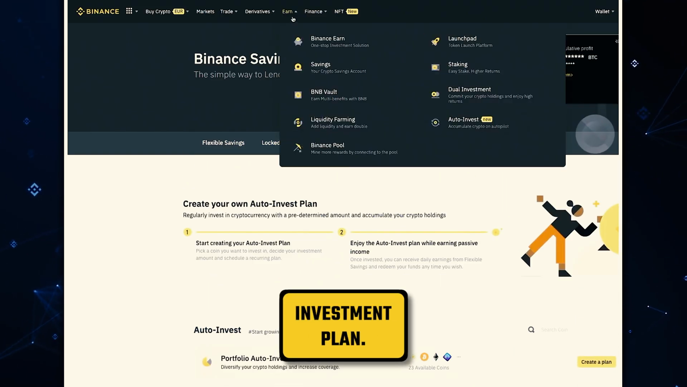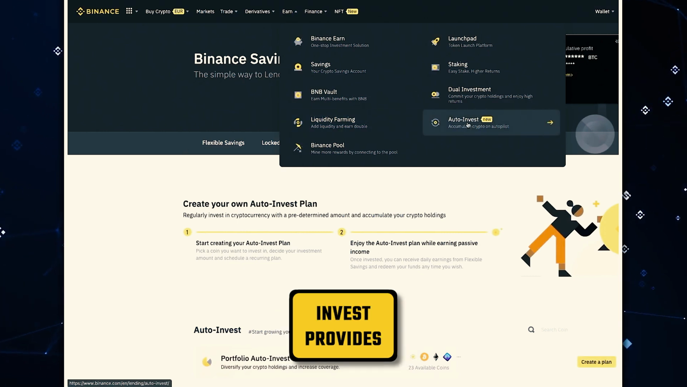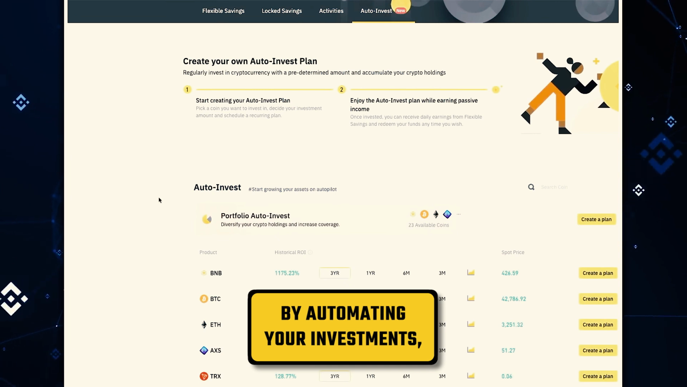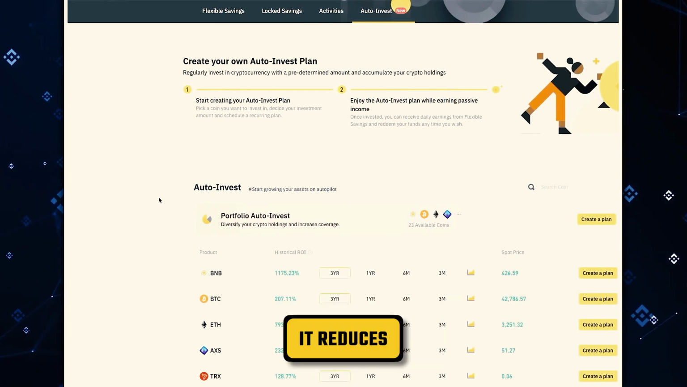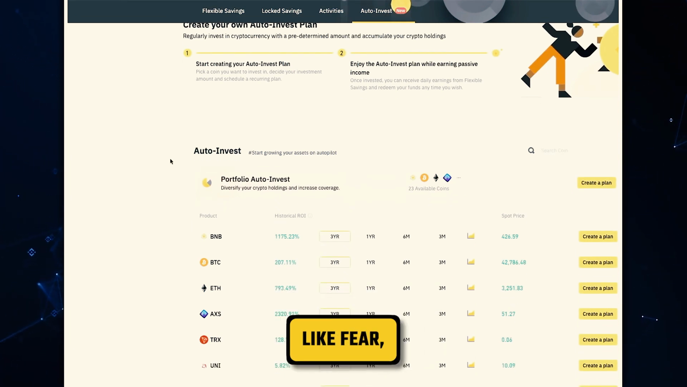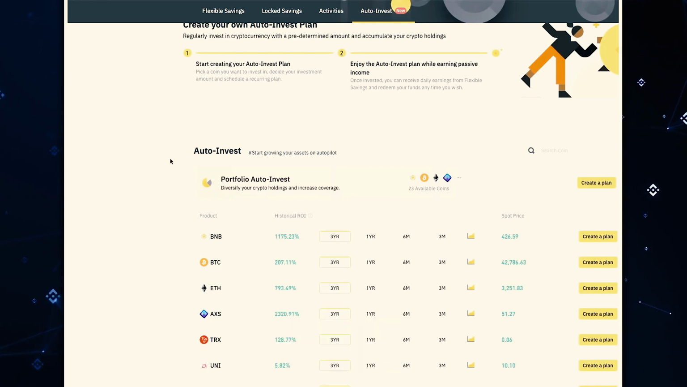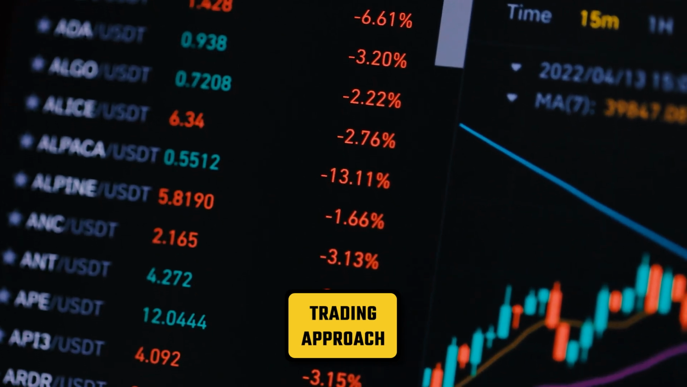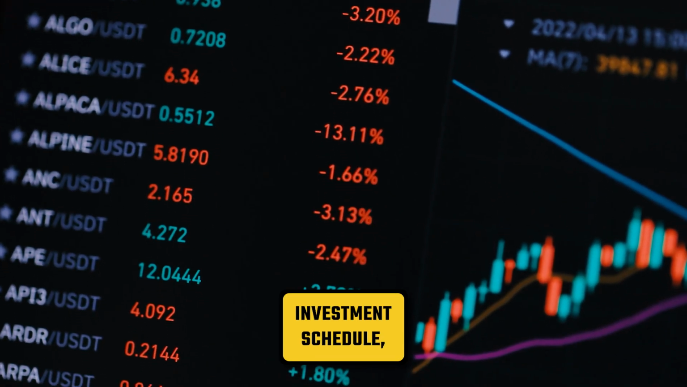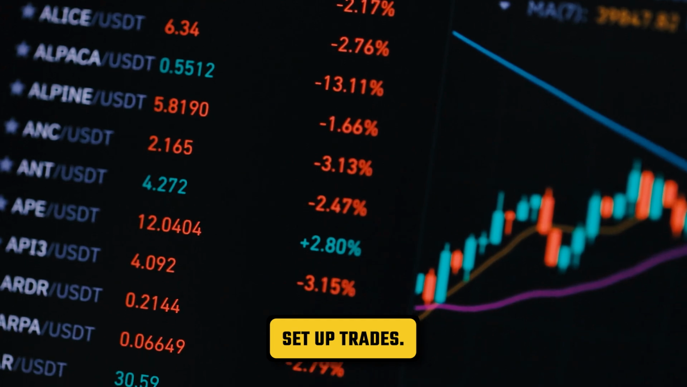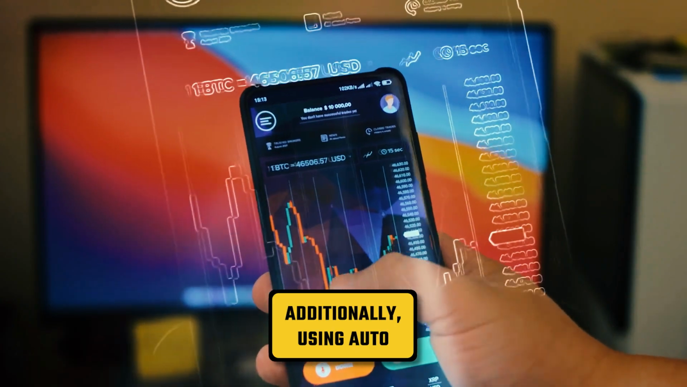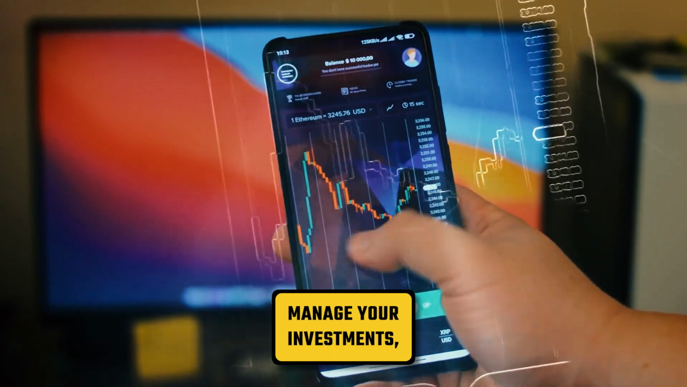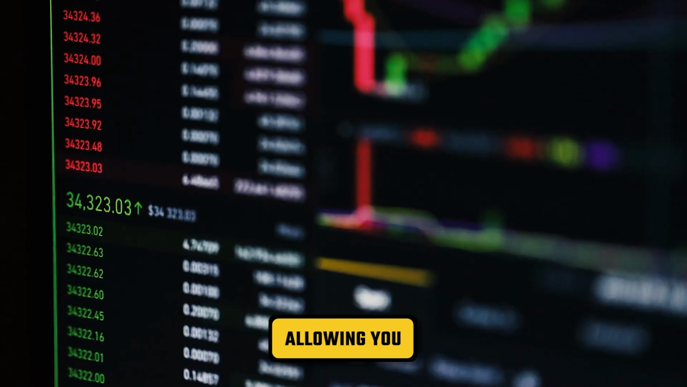Binance Auto Invest provides several benefits compared to manual trading. By automating your investments, it reduces the influence of emotional factors like fear, doubt, and greed. This automation also ensures you maintain a consistent trading approach and regular investment schedule without the need to constantly set up trades. Additionally, using Auto Invest saves time by letting the system manage your investments, allowing you to focus on other activities.